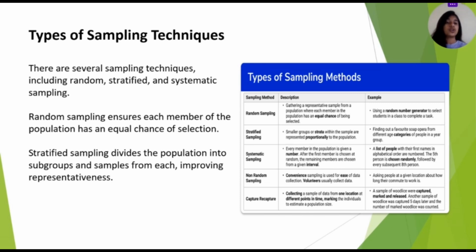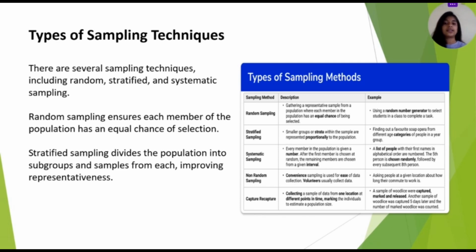Example: using a random number generator to select students in a class to complete a task. Stratified sampling. Smaller groups of data within a sample are represented proportionally to the population. Example, finding out a favorite soap opera from different age categories of people in a year group.